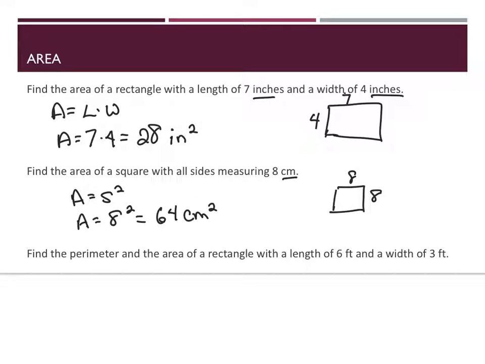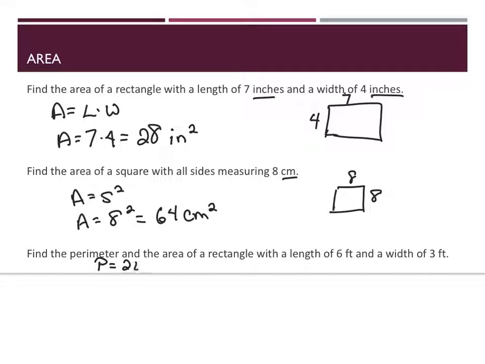Now the last one here is asking you to do both: find the perimeter and the area. If I want to do it without a picture, it's perfectly possible, but sometimes the picture will help you visualize it.